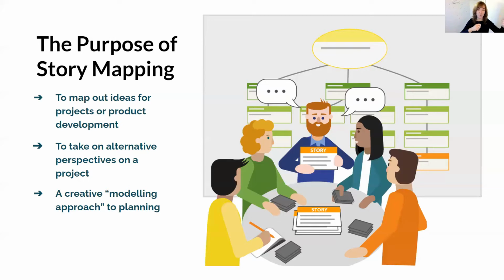You can change it as you gain more knowledge, as you get more input, as you get more perspectives and people's views on it. So it's a modeling approach to planning. In a way, you could say you can never have a finished story map as long as you're developing, because it is subject to change. You can, of course, freeze something for a time and then work on it, but a story map in itself is not a finished product.